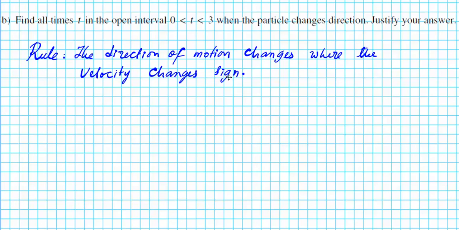Okay, so the sign of the velocity basically tells you the direction. So anytime you see the word direction, you're looking at the sign of the velocity. Positive is forward and negative is backwards. So whenever you have a sign change, you also have a direction change. So what we're going to do is take a look at the velocity function and look at where it changes signs on this interval 0 to 3, and those values will be where the particle changes direction.